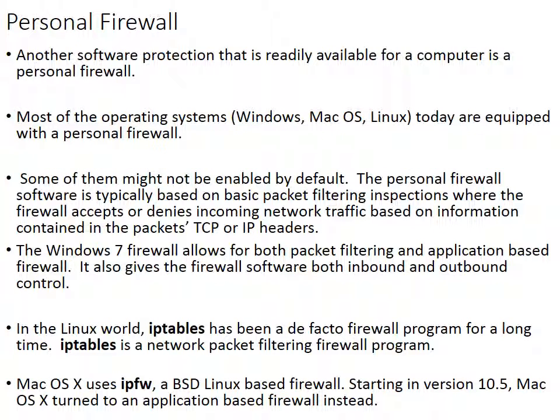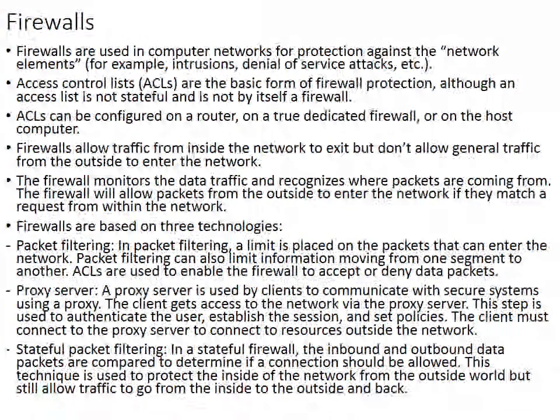Another software protection that is readily available for a computer is a personal firewall. Most of the operating systems today, Windows, Mac OS, Linux, are equipped with a personal firewall. Firewalls are used in computer networks for protection against network threats, for example, intrusions, denial of service attacks, etc. Access control lists, ACLs, are the basic form of firewall protection.